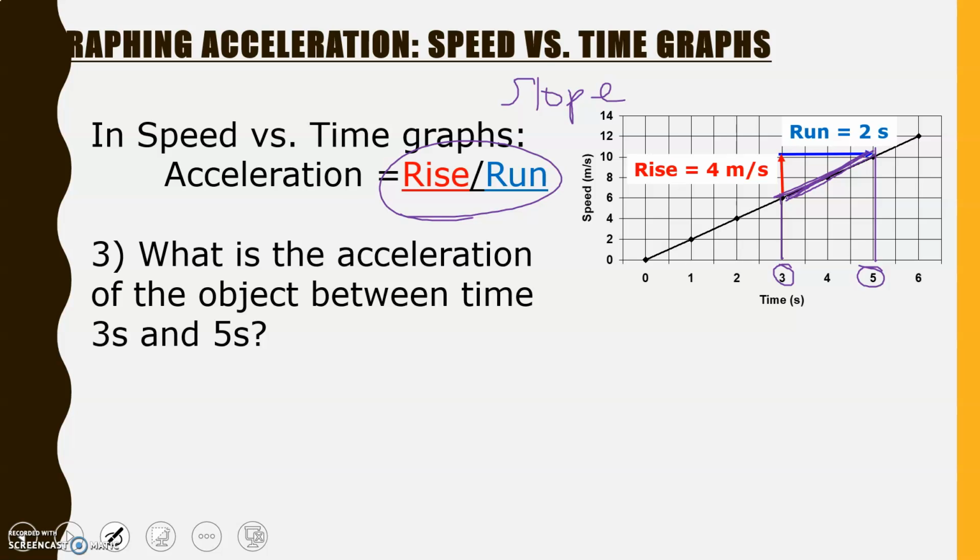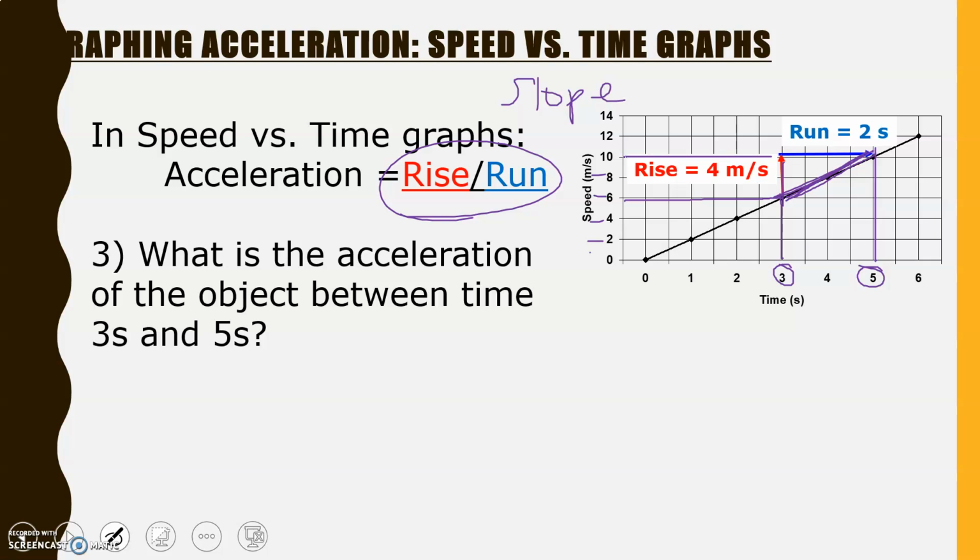So our rise, it looks like we go up 4 meters per second. Now keep in mind, it's 2 lines going up, right? 1, 2. However, each line is worth 2: 2, 4, 6, 8. So if we're talking 2 lines, that's 2 times 2, 4. Or you can just look over at your y-axis and note that we started at a speed of 6 and we went up to a speed of 10. 10 minus 6 is 4. So either way, our rise is 4 meters per second.